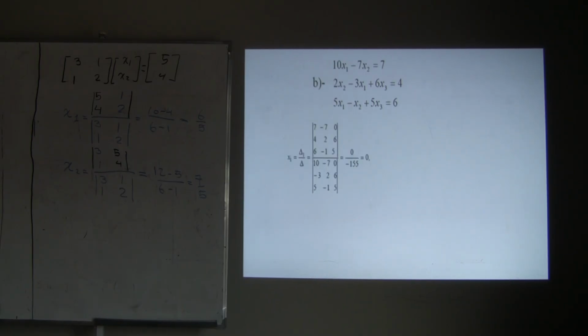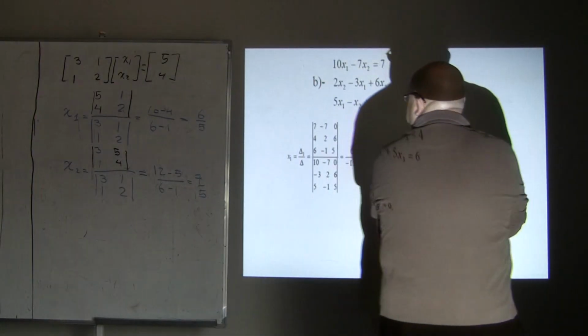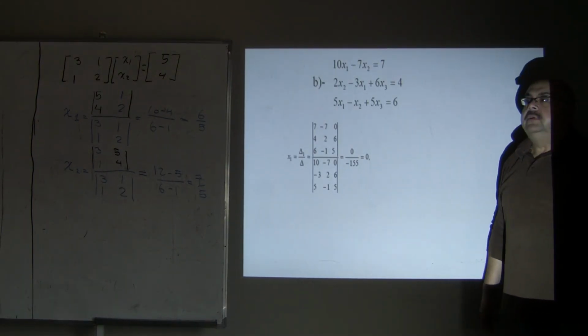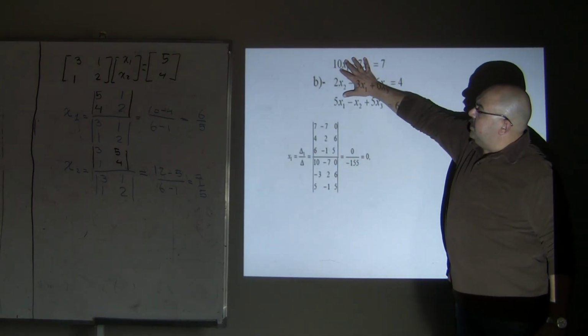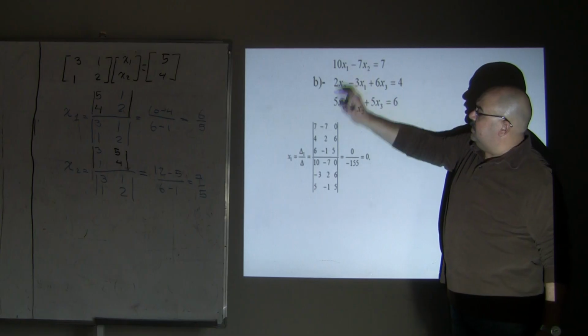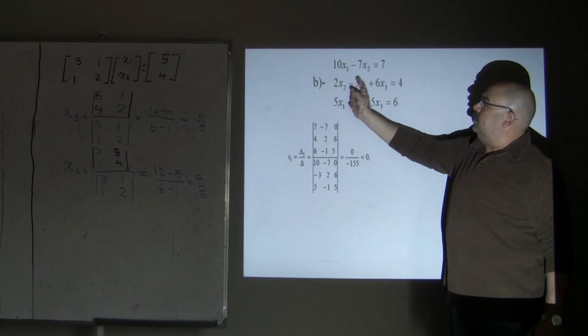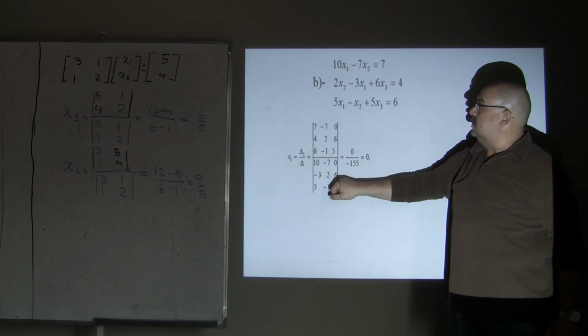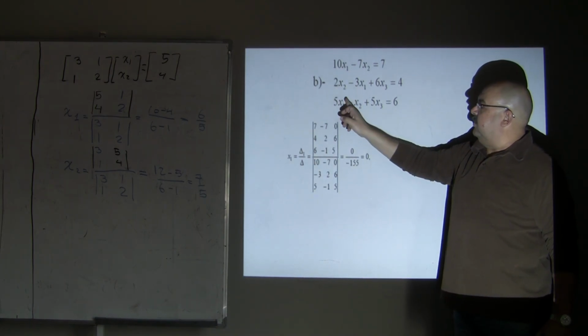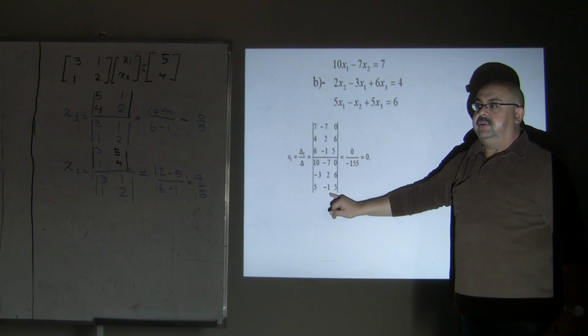I will go now for each one of them. Now I'm going for the first variable. The first variable, I will take the coefficients, which is 10, negative 7, and 0. The second row, which is going to be negative 3, positive 2, 6. The last one, which is going to be 5, negative 1, and 5.